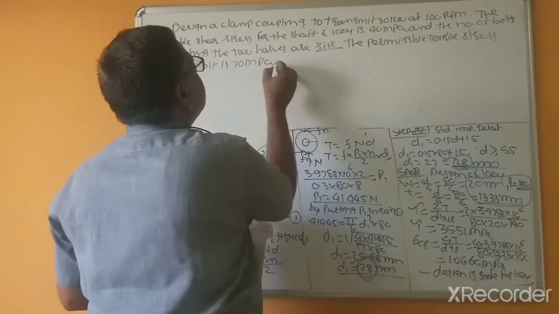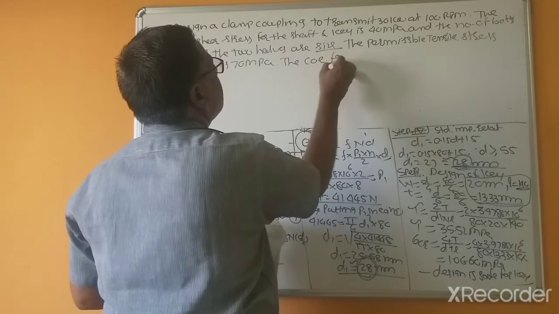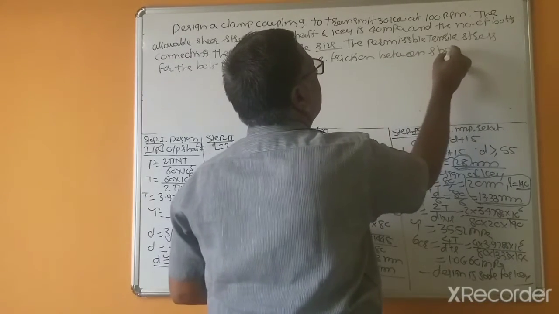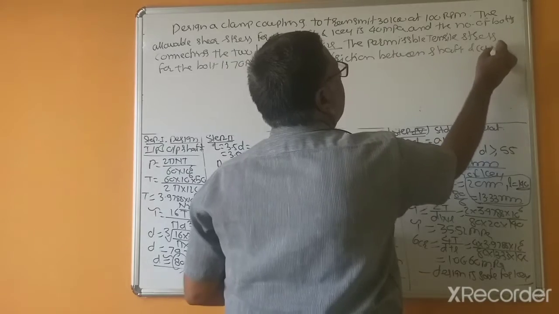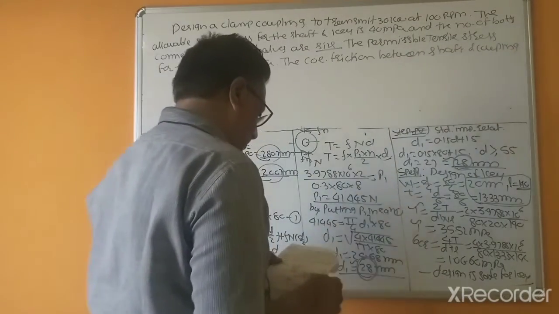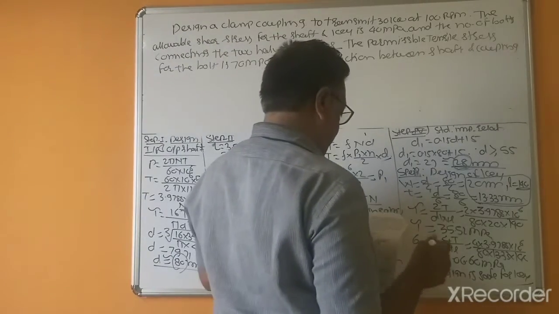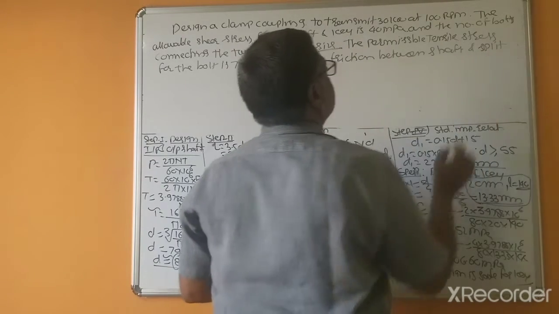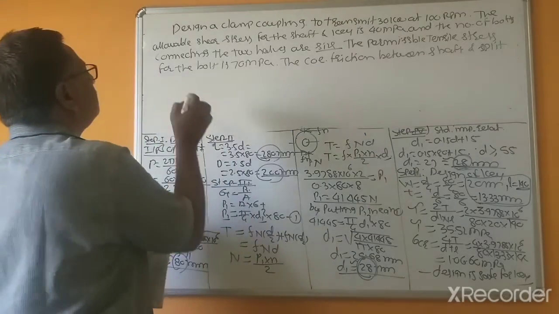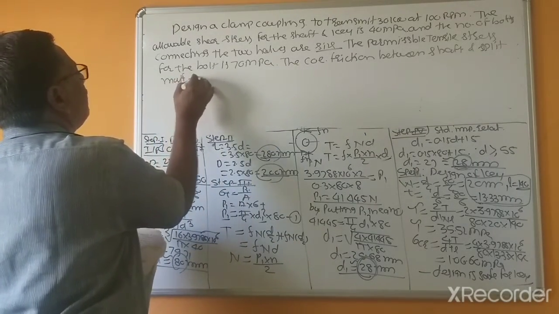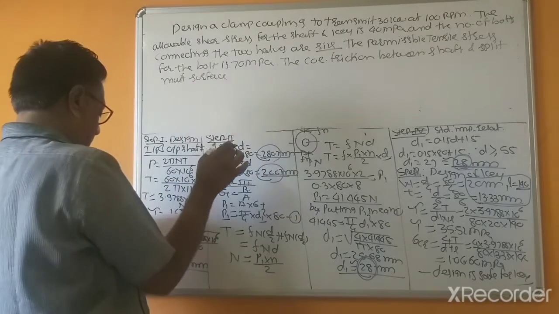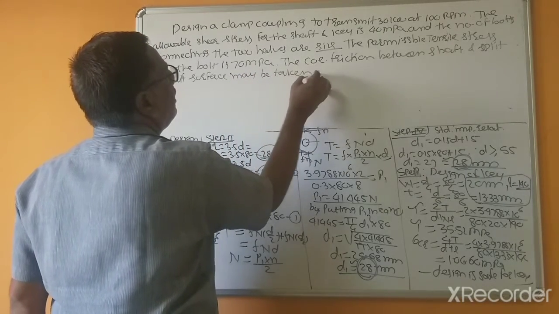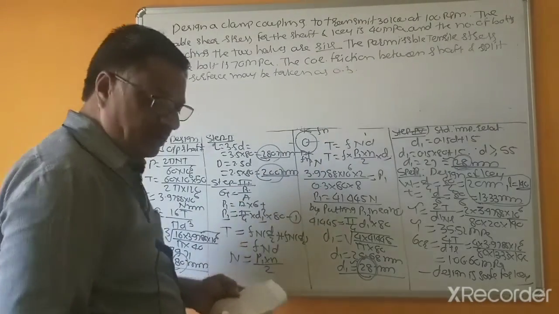And the coefficient of friction between shaft and coupling, between shaft and split muff surface, may be taken as 0.3.